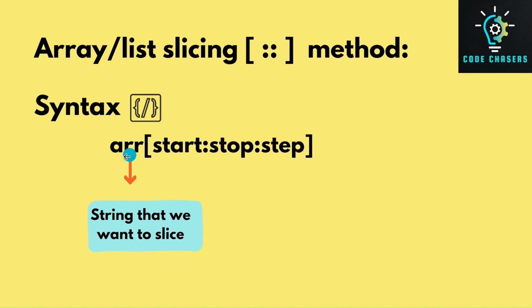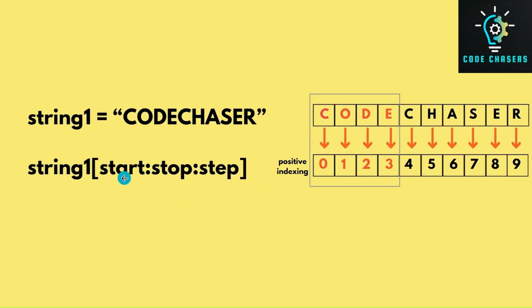ARR. Here it is array, that means the string that we want to slice, and then square braces open. We have to give the start parameter, stop parameter and step parameter. Here, the start, stop and step parameters of the array slice method work in a similar way compared to the start, stop, step parameters of the slice method.